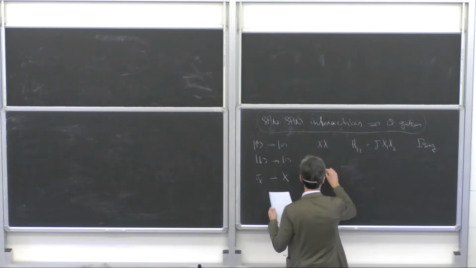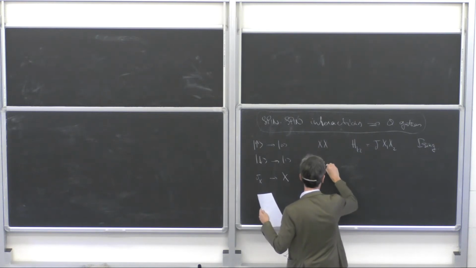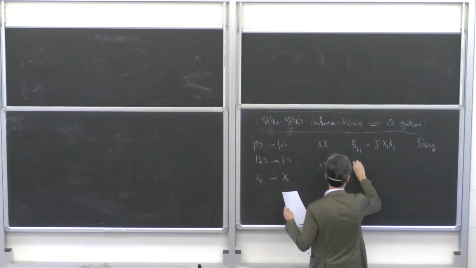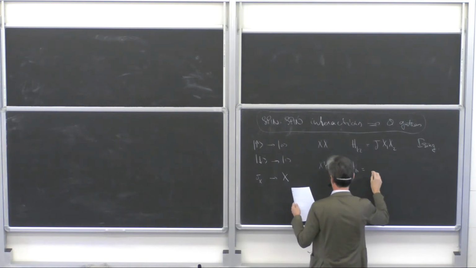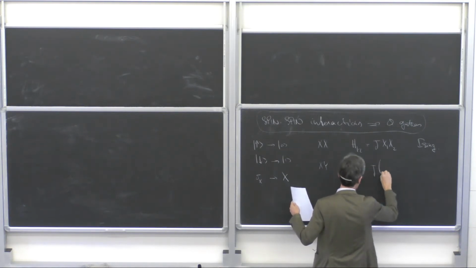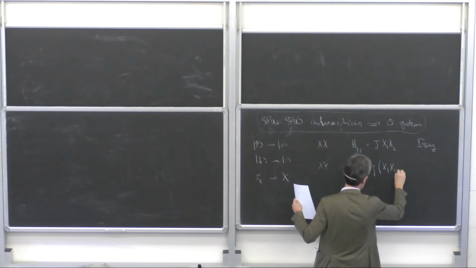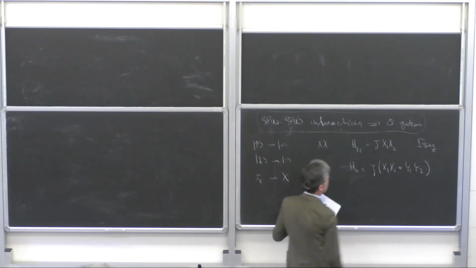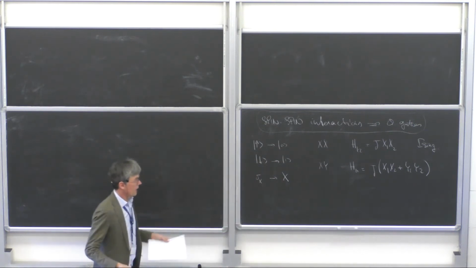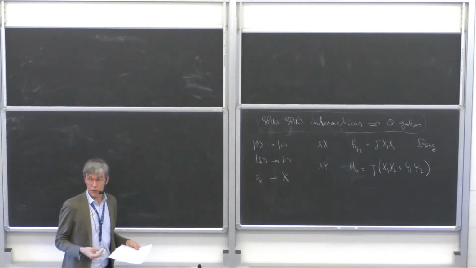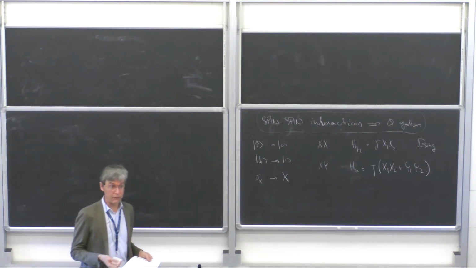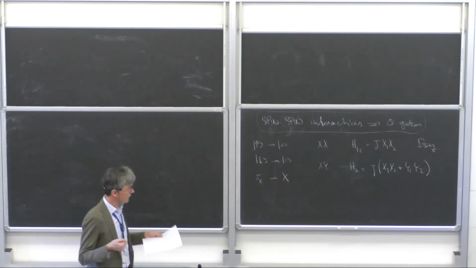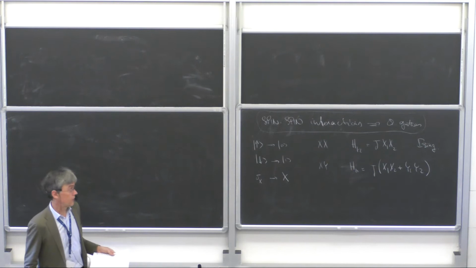You can have what I guess many people call XY, where the H would be, again, some strength, and then X1 X2 plus Y1 Y2. So this is, well, I guess many physicists call the XY model. This happens, many systems have this. For example, superconducting qubits typically talk to each other with this type of interaction.